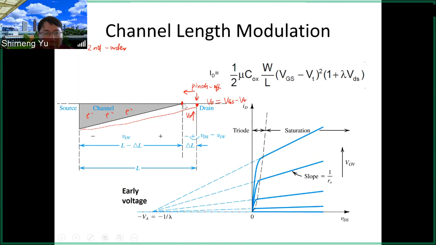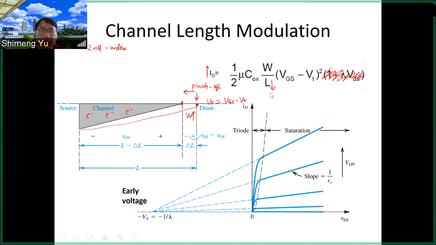If the channel becomes shorter, then from the IV equation we derived before, the current will become larger. Why is that? Let's ignore this part for now. If you only look at what we show here, this is the same as the square law in the first order equation, right? If the channel becomes smaller, then L becomes smaller, and the current will become larger. So this is the channel length modulation effect.